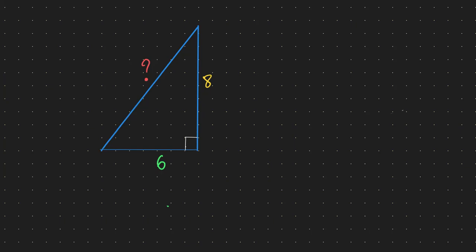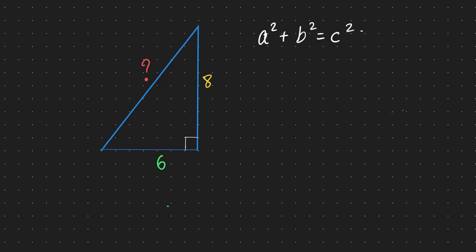If you're struggling with Pythagorean theorem, watch this 5-minute video. That's all you need. Let's talk about the equation for Pythagorean theorem. A squared plus b squared equals c squared. What does this equation mean to us?